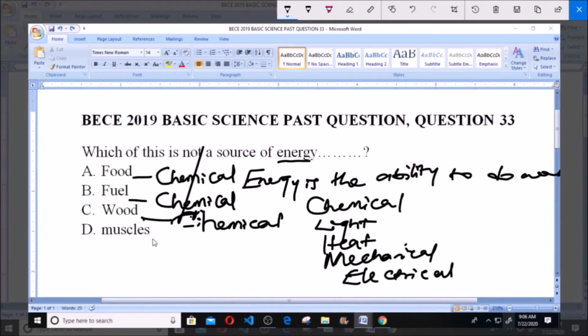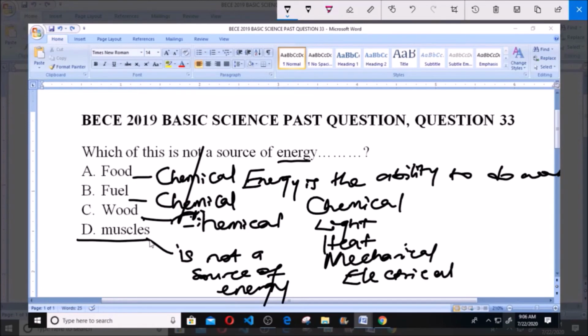Now D says muscle, and muscle is not a source of energy. So our answer is D, muscles, because all these three options here are sources of energy, and D is not a source of energy. The question says we should find which of these is not a source of energy, which is D. So D is our answer, muscle.